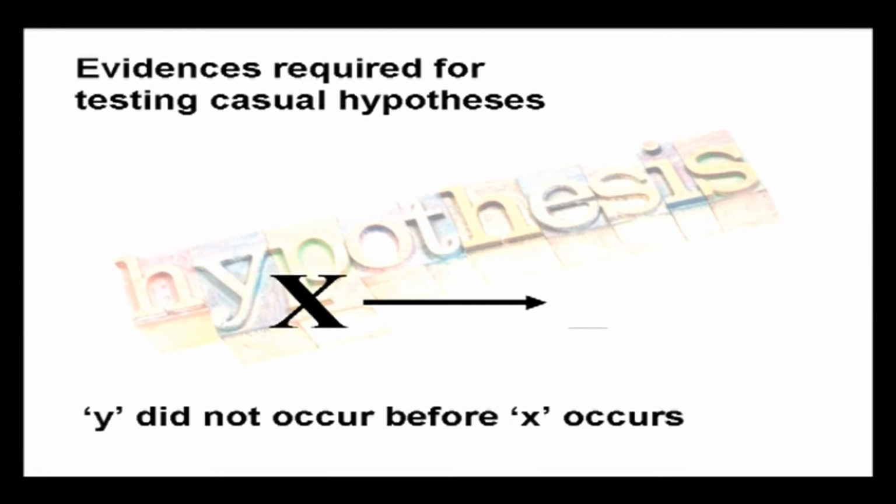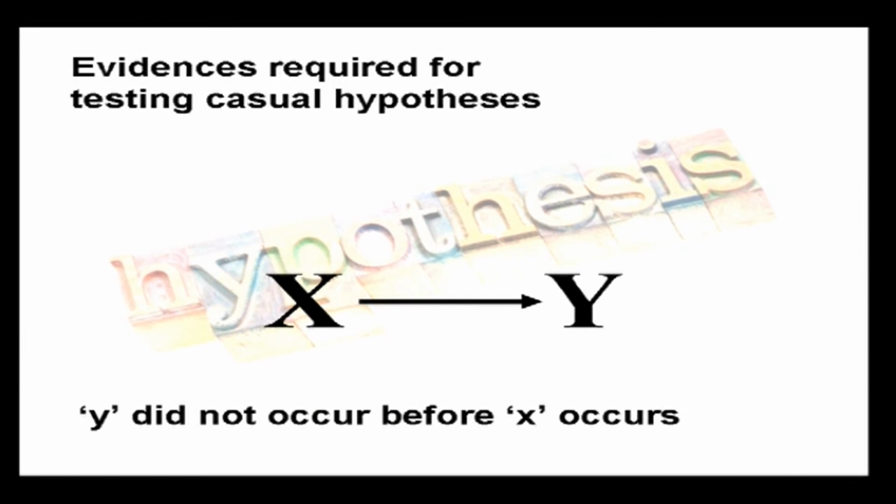The second one is that Y did not occur before X occurs. Since we are choosing two groups and apply a variable, we have to ascertain its effect on one group. This being the case, the differences in these two groups after exposure of one of them to X can be said to have decisively followed X.